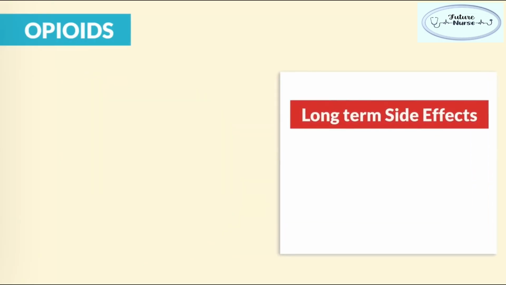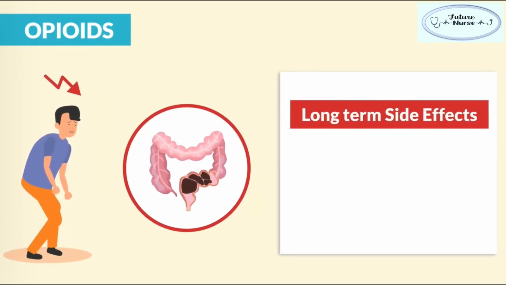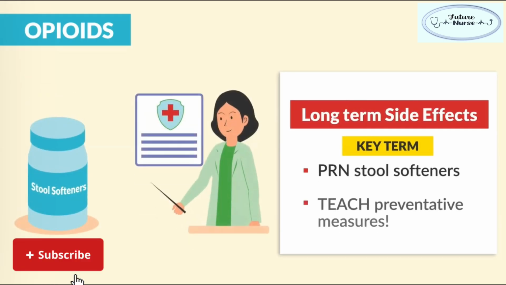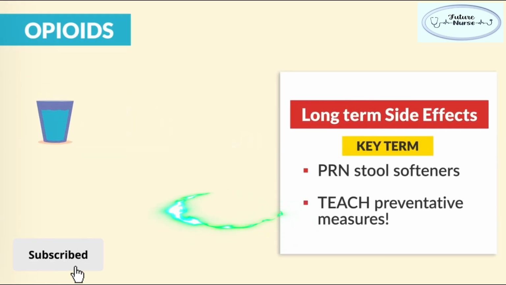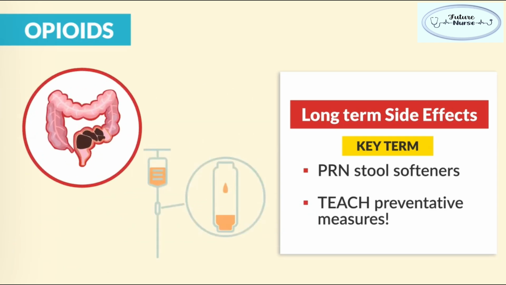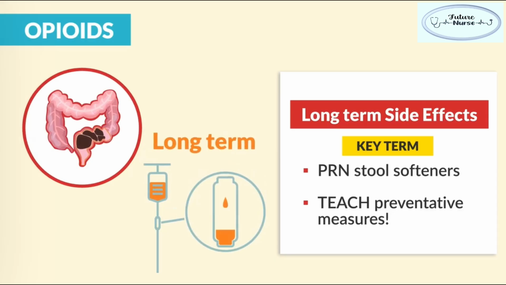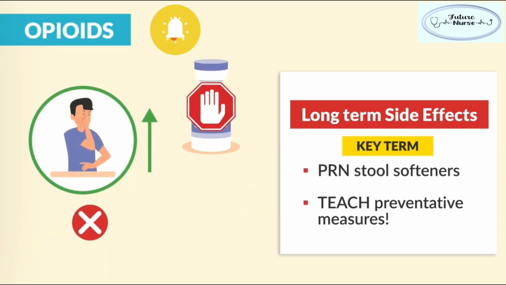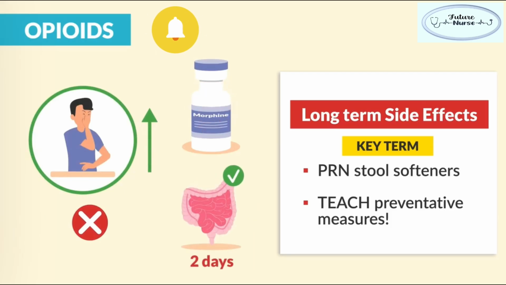Now for long-term side effects, we get a low and slow GI leading to constipation. So key term here is PRN stool softeners, and teach preventative measures like fluid, fiber, and moving, like ambulation, basically walking. Now constipation gets worse over long-term administration, and it doesn't get better like the nausea. So many students wanted to hold morphine for a patient with no bowel movement for 2 days. Guys, we continue to give this.